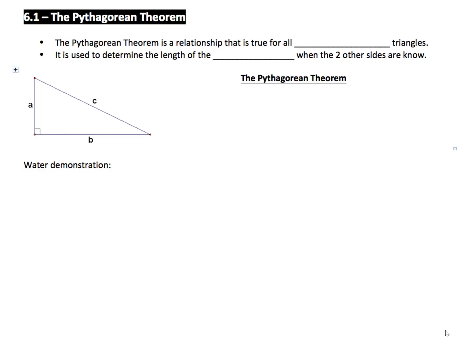So the Pythagorean theorem is a relationship that is true for all right triangles. And if you remember what a right triangle is, that is the triangle with a right angle. So just the right triangle is what we call them. And it's used to determine the length of the third side when the other two sides are known.